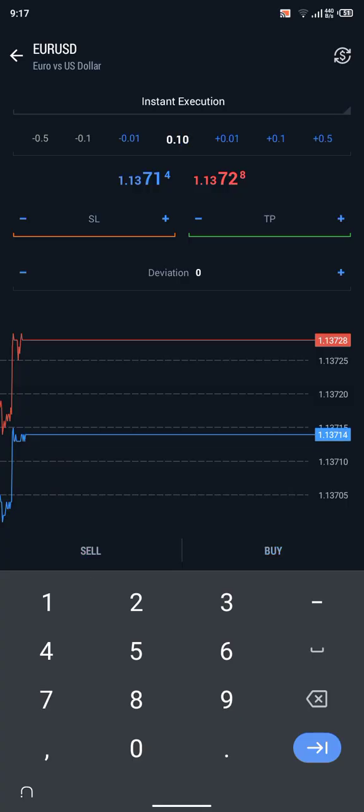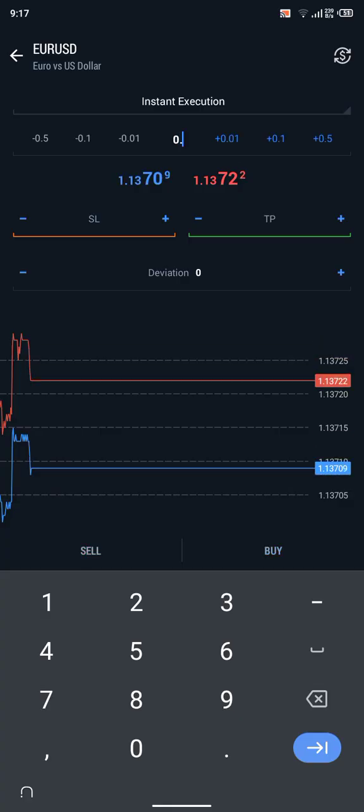Then for a mini lot, if I'm using 0.10, I'm basically saying that for every price movement going in my favor or going against me, I'm going to be making or losing $1. So for 0.20 mini lots, that's $2. All the way, if it's 0.50, that is $5, all the way to 0.90, that's $9.